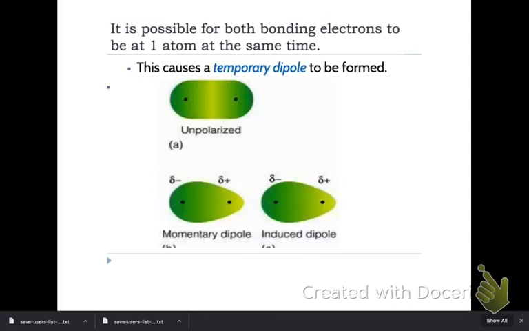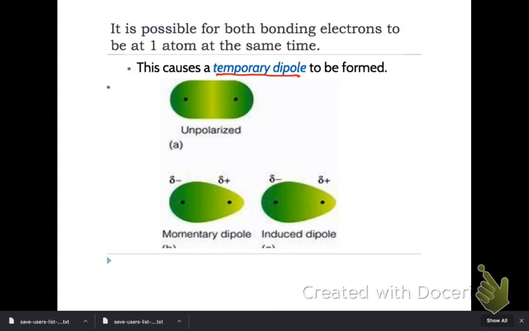So it is possible for both bonding electrons to be at one atom at the same time, and this causes a temporary dipole. Okay, so temporary. And it's temporary because as soon as we increase the temperature or decrease the pressure, that liquid nitrogen or that liquid oxygen will immediately turn back into a gas. So it just takes one of these molecules in a sample of gas to form that temporary dipole, and then they all will form it.